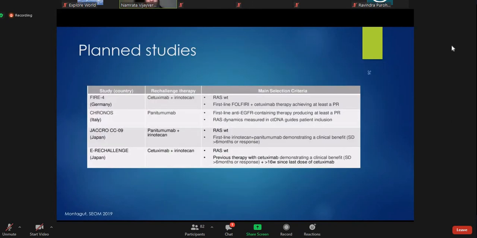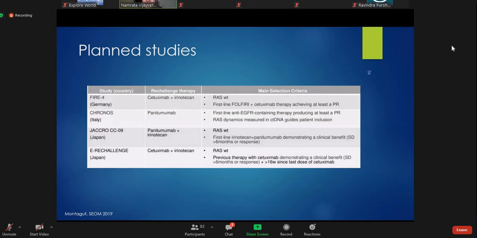Now, based on these, there are a few studies that are being planned or conducted right now. We've done FIRE 3, and there's the FIRE 4 study, which is cetuximab irinotecan for patients who have had prior FOLFIRI cetuximab. There's the Kronos trial, where we'll see the results of first-line anti-EGFR therapy with panitumumab at ASCO this year. Then there's a panitumumab irinotecan study from Japan, again in the re-challenge phase. And then there's e-re-challenge, which is a similar study.